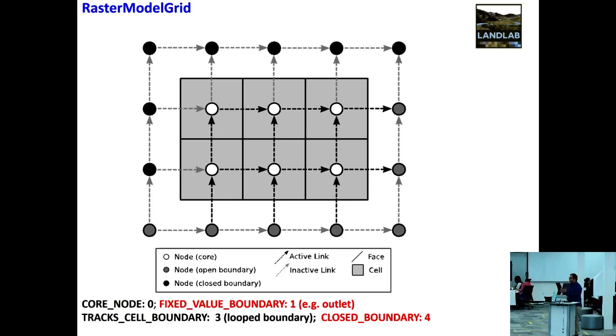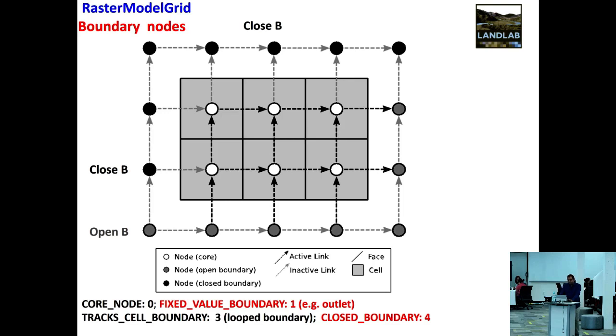A typical modeling exercise would require you to represent the surface, and next what you would do is to set boundary conditions. So we let you do that. You can set a node to be open, closed, a fixed boundary, a tracked cell boundary, or a fixed gradient boundary, and when you set them, the status at that node would become a 0, 1, or numbers until 4. In Python, everything starts with 0.